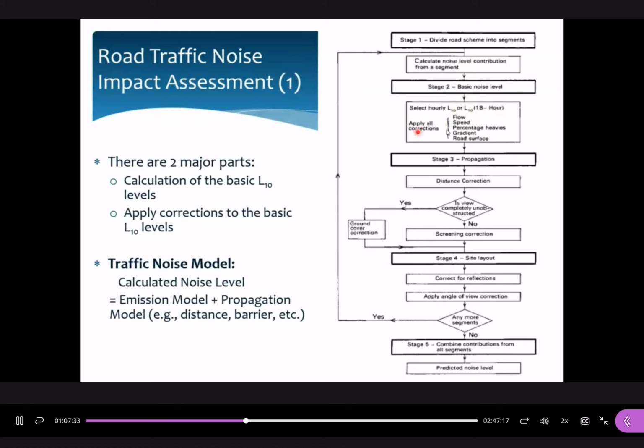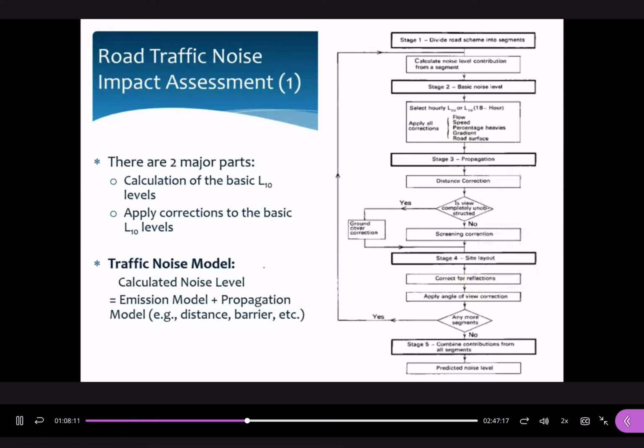And the correction factors we could consider include the vehicular traffic flow, speed, percentage of heavy vehicles. You may ask how to define what heavy vehicles are. We need a standard approach to define it. I will explain to you later. And gradient and road surface. After that, we can go to stage number 3, which is about the propagation effects. And stage number 4 is site layout. There are 2 correction factors. The first one is corrections for reflections.